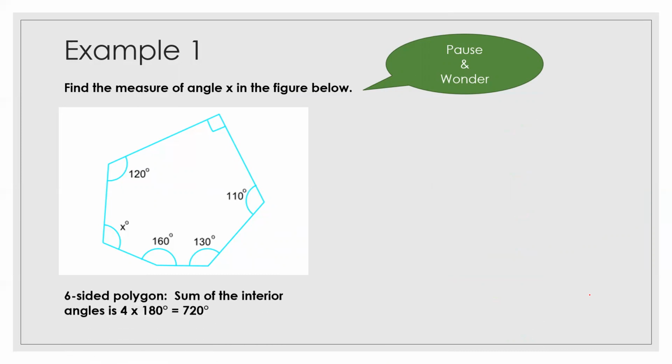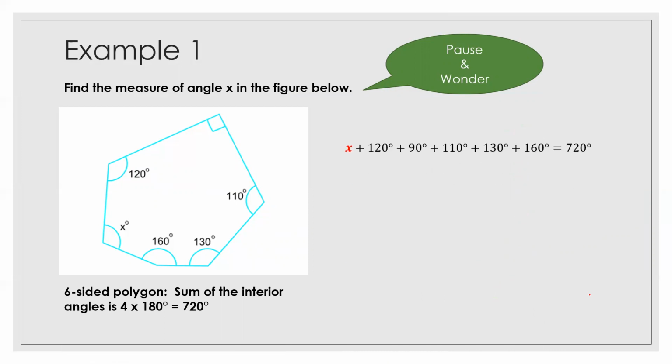here's what we're thinking. This is a 6-sided polygon, so the sum of the interior angles must be 4 times 180, which is 720. So if you add up all the angles, that would be X plus 120, plus this right here is a right angle, and we know a right angle is 90. So the sum of all of those needs to equal 720. Combine like terms. On the left-hand side, we get a very simple linear equation, minus 610 to both sides. X must be 110 degrees.